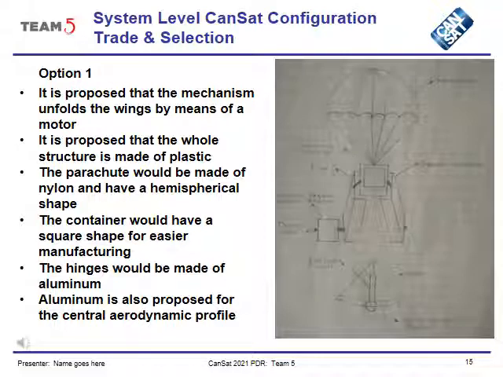This is our option 1, and you can see a little sketch there on the right. It is proposed that the mechanism unfolds the wings by means of a motor. The whole structure would be made of plastic. The parachute would be made of nylon and have a hemispherical shape. The container would have a square shape for easier manufacturing. The hinges would be made of aluminum, and aluminum is also proposed for the central aerodynamic profile.